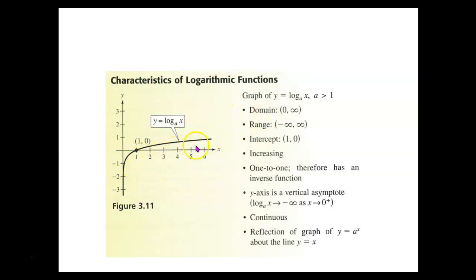A function like this is always going to be an increasing function, so the bigger x is, the bigger the log of x is. It's a one-to-one function. Its inverse would be the exponential function, a to the x. The y-axis is a vertical asymptote for the graph. So it looks like the graph is touching the y-axis, but if you really zoom in, it never quite touches it. It just gets really, really close to it. The graph is continuous on its whole domain. It doesn't have any holes or gaps or jumps.